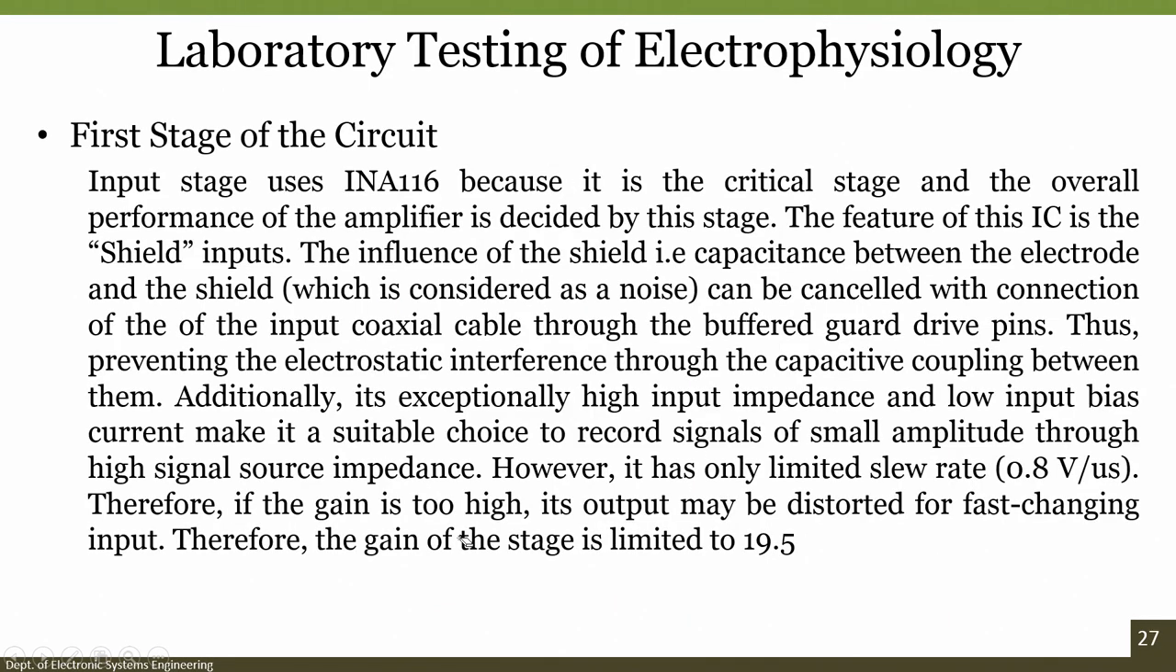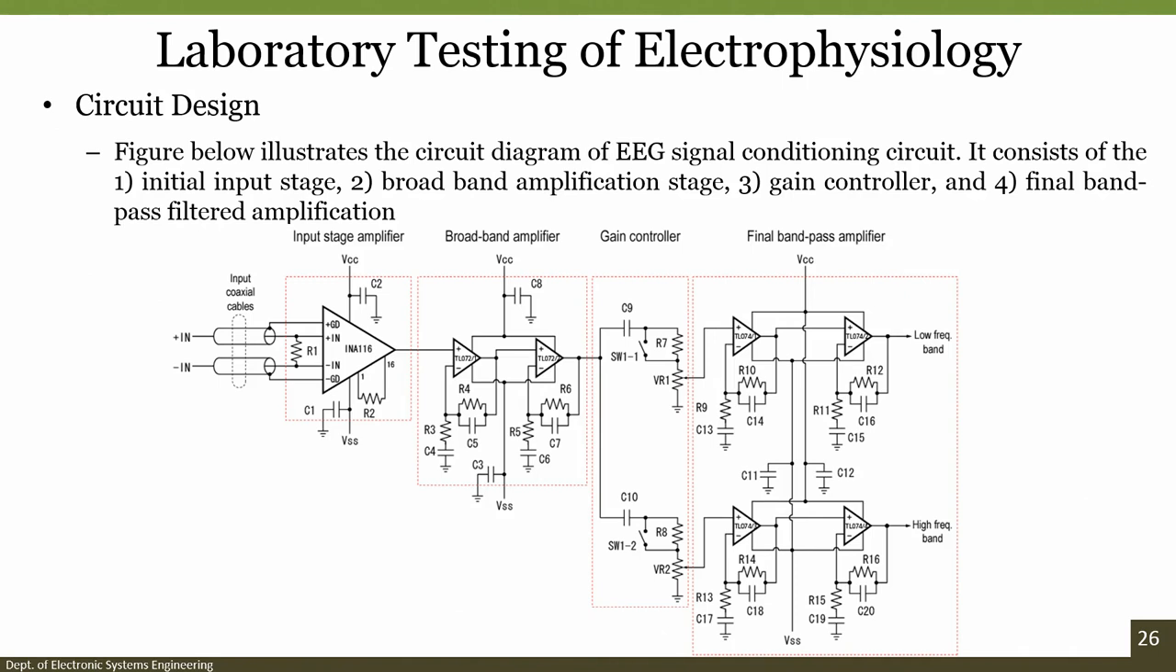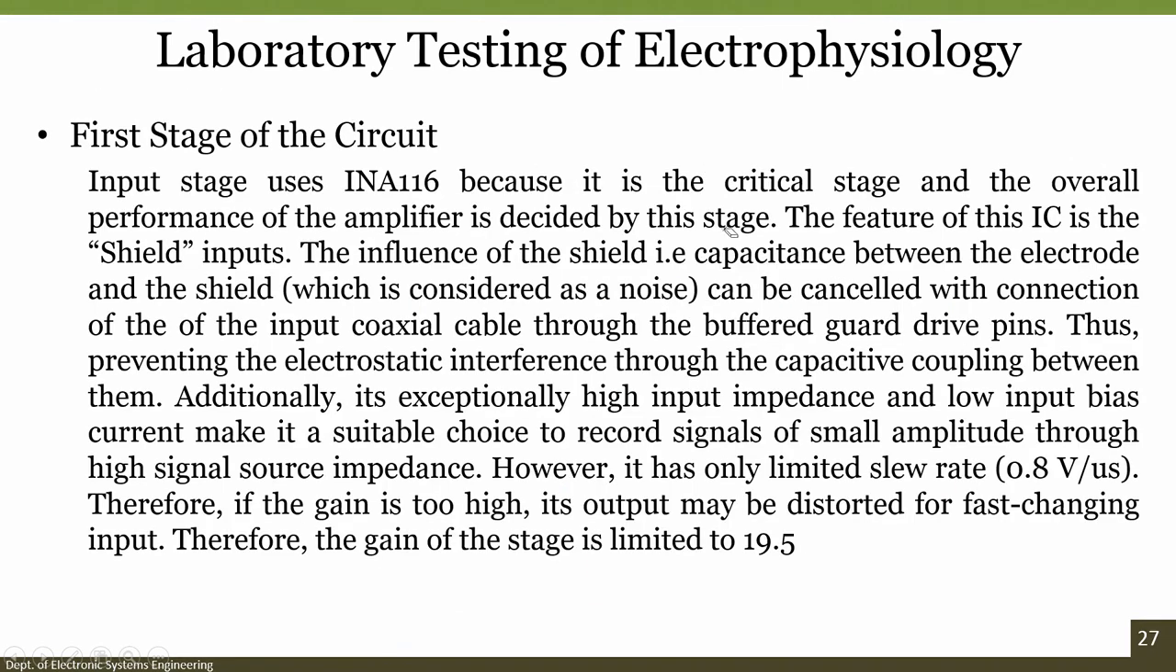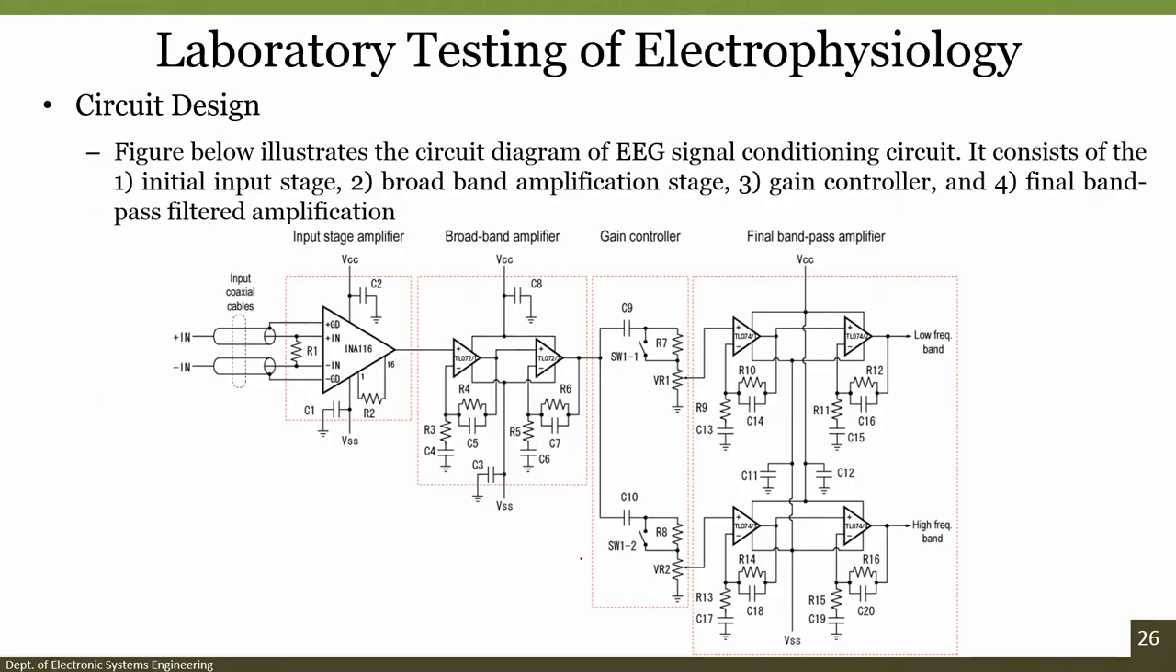The next stage is a gain controller, and in this stage a capacitor is used to cut off the DC offset voltage from the previous stage. Let us see, this is the gain controller, right, and here we have the capacitor to cut off the DC offset. Finally, the switch is connected across the fixed resistor for further attenuation to the next stage. So, if you want to use this particular circuit, then we can use the switch to have further attenuation if required. Okay. So, that is the advantage of our gain controller.